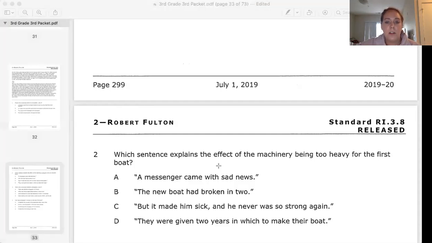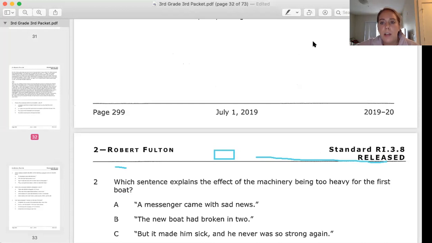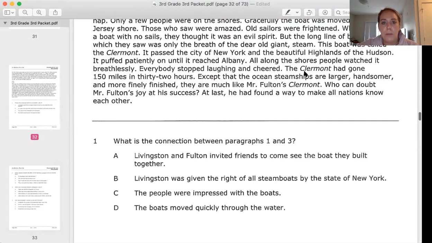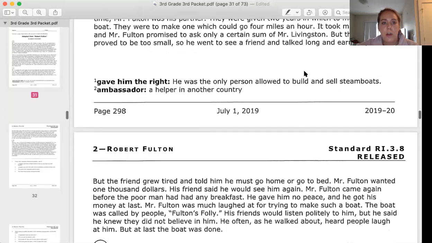Good. Let's box the word effects. And what should we underline? Good. Machinery being too heavy for the first boat. Okay, so what should we do? Yes, we are going to look back into our text where it says the machinery was too heavy for the first boat. Let's go back into our text and let's see who can find where it is mentioned that the machinery was too heavy.